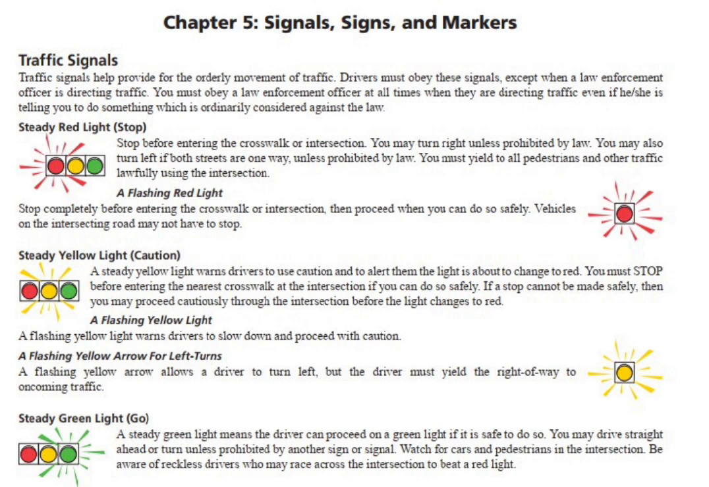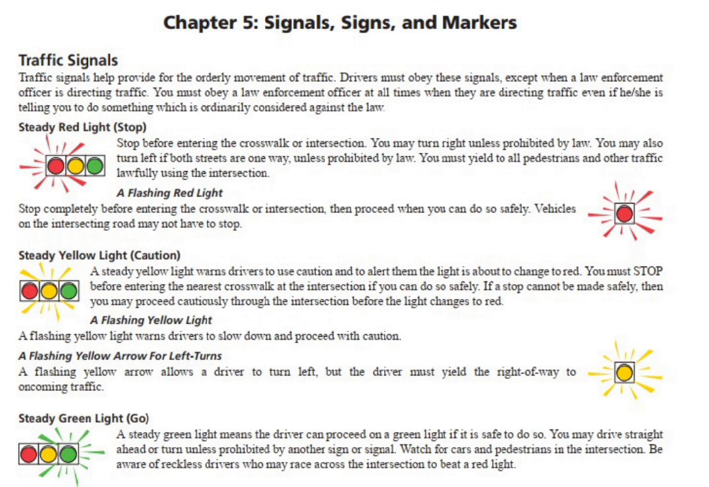Steady red light: stop. Stop before entering the crosswalk or intersection. You may turn right unless prohibited by law. You may also turn left if both streets are one way, unless prohibited by law. You must yield to all pedestrians and other traffic lawfully using the intersection. A flashing red light: stop completely before entering the crosswalk or intersection, then proceed when you can do so safely. Vehicles on the intersecting road may not have to stop.